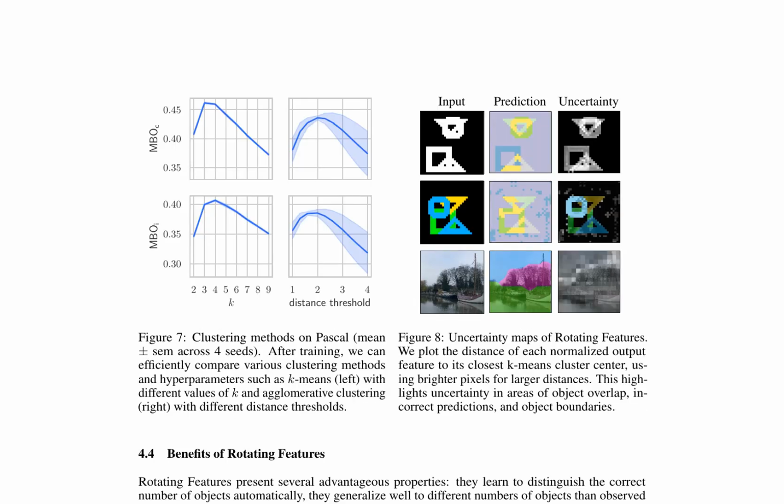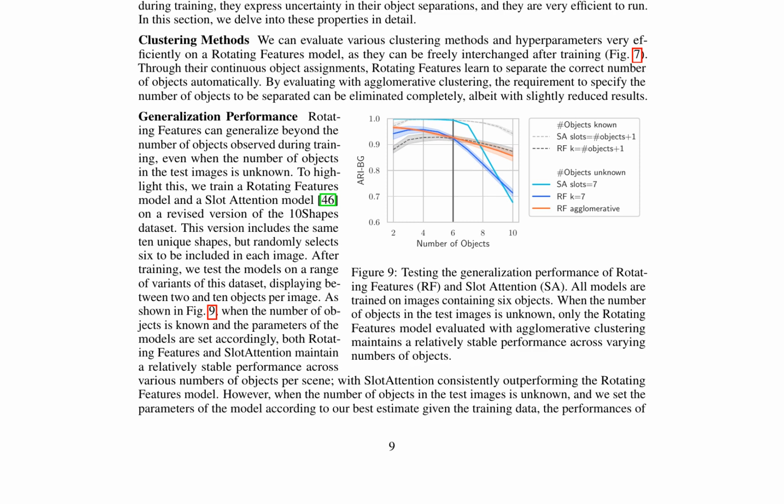The summary begins by focusing on the clustering methods and their efficiency on the Pascal dataset. It highlights the benefits of rotating features, including their ability to automatically distinguish the correct number of objects, generalize well to different numbers of objects, express uncertainty in object separations, and efficiency in running. The section on clustering methods emphasizes the ease of evaluating various methods and hyperparameters after training.